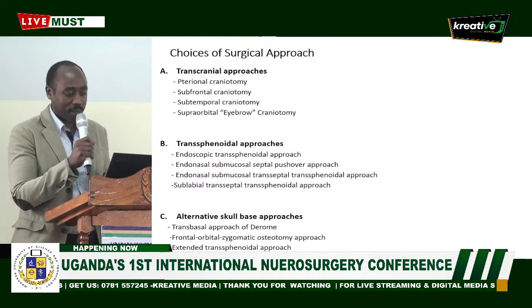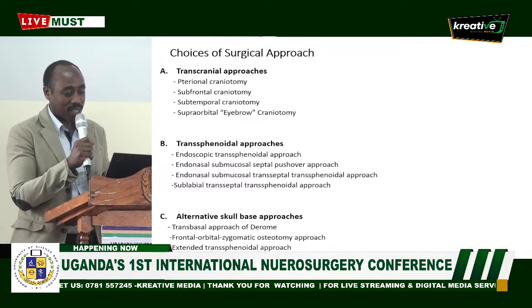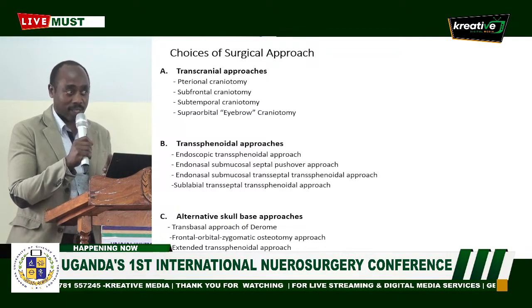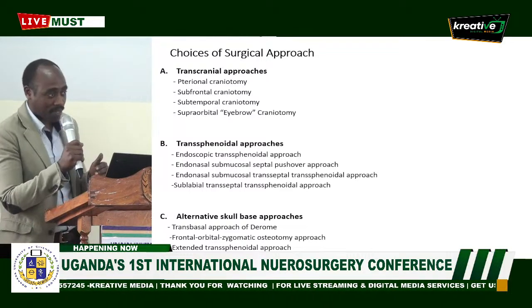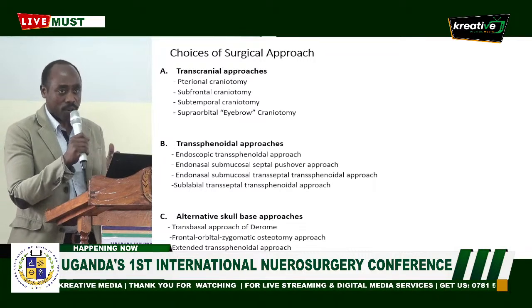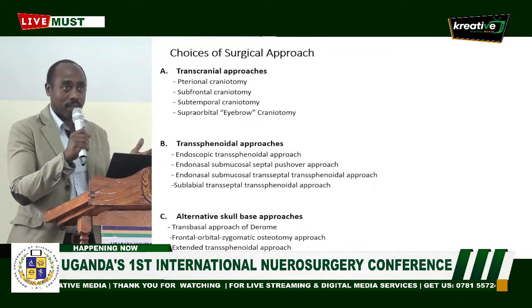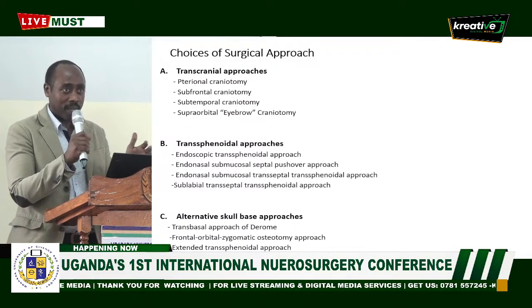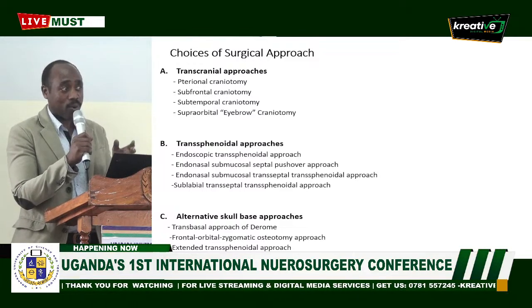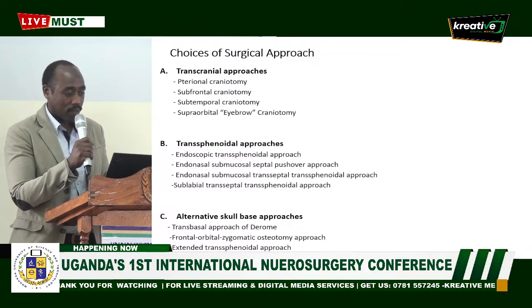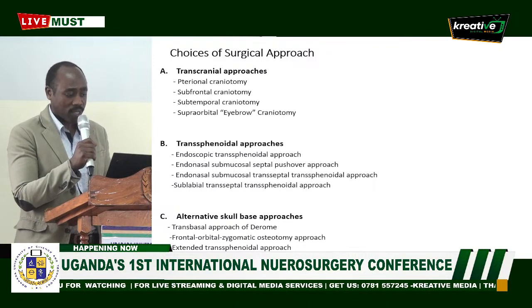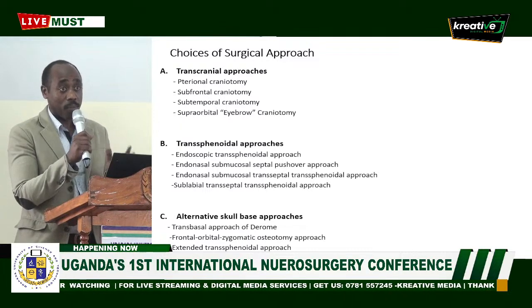So alternative skull-based approaches include the transbasal approach of Raveh. Like this morning, we saw images of a patient who would perhaps be going for such a procedure as the best alternative. You know, we always have all this armamentarium of procedures, and you can actually adopt more than one procedure for one patient. There's also what they call the FOZ, the frontorbital zygomatic osteotomy approach, and also extended transsphenoid approaches.